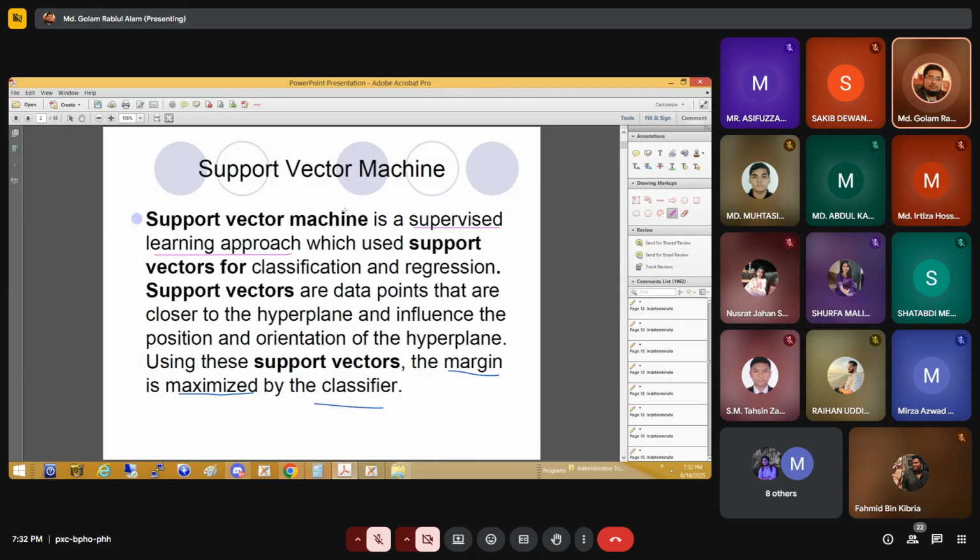We can think about the support vector machine if we have a data set, and on the data set the annotation or class label is there. The support vector machine uses the support vectors for classification and regression. That means the same algorithm can be used for solving the classification problem and the regression problem also. Usually we call it the support vector classifier and the support vector regressor.